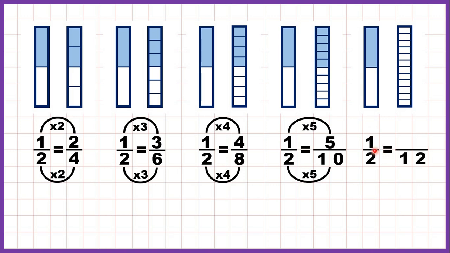And now 1/2 is equivalent to how many twelfths? Well, 2 times 6 is 12, 1 times 6 is 6, so if we shade in 6 of our twelfths, we have the same as 1/2.